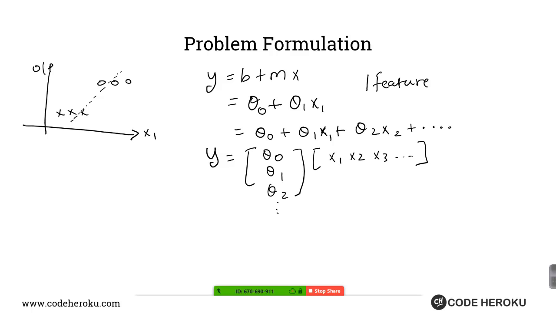Okay, so which in turn could be written as y equals theta transpose x, the dot product of theta transpose and x. Theta transpose is nothing but the same vector, now kept vertically, because it has to be of the same shape to get multiplied with x. So theta transpose times x. This is the equation for linear regression in matrix form.